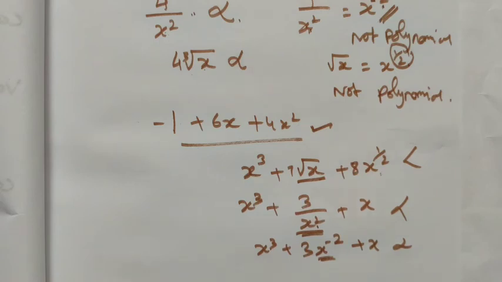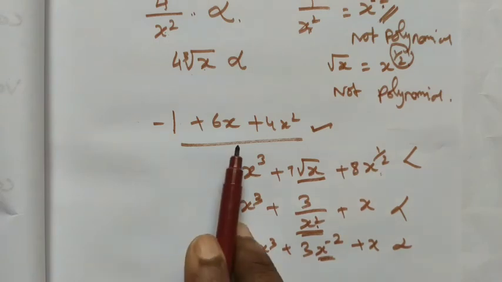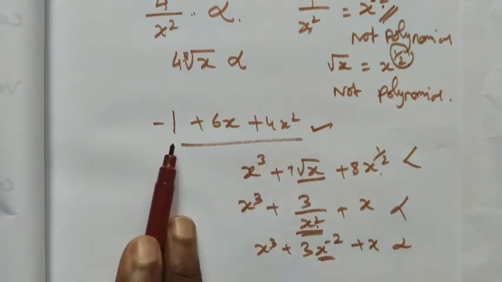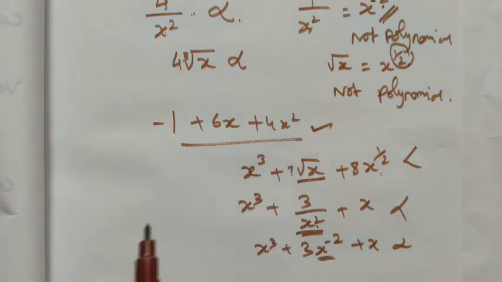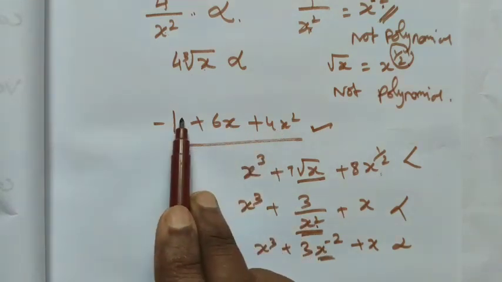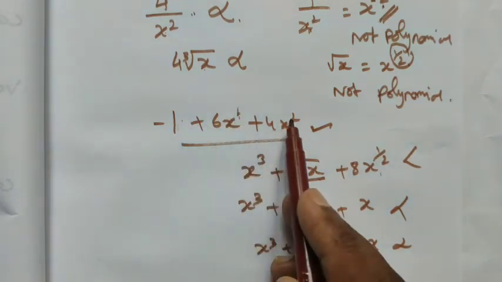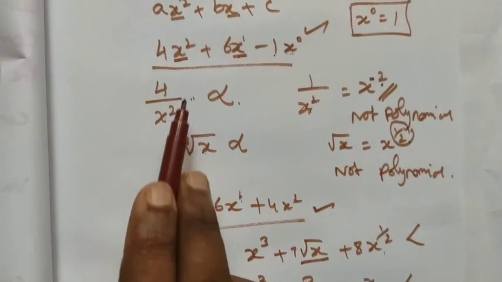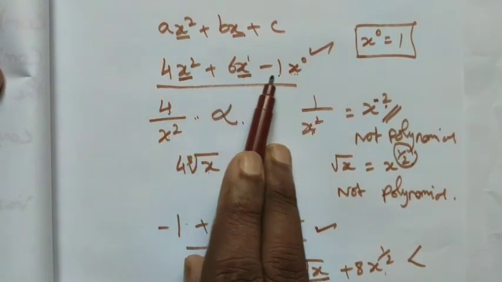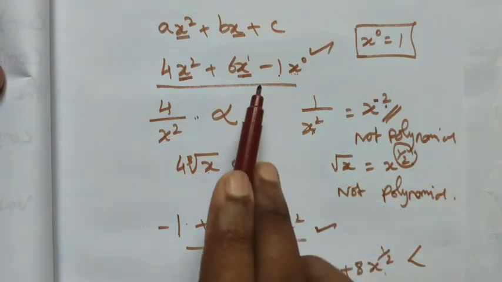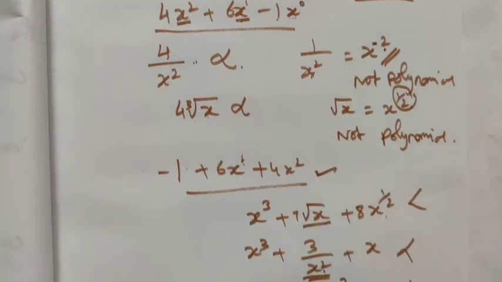So a polynomial is always in the standard form. The standard form is either in ascending order or descending order, which refers to the power of the variable. See here, x power naught, x power 1 and then x power 2, increasing order. Here x square, x power 1 and then x naught, decreasing order. So this is called the standard form of the polynomial.